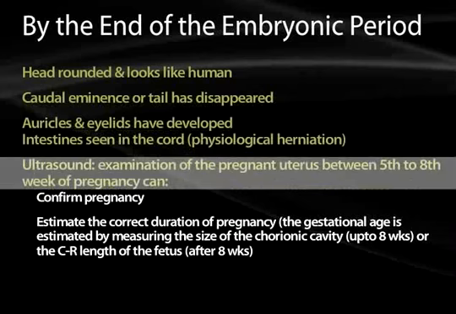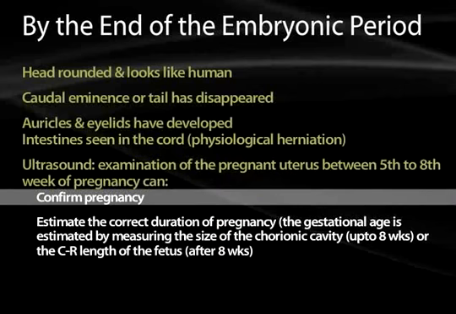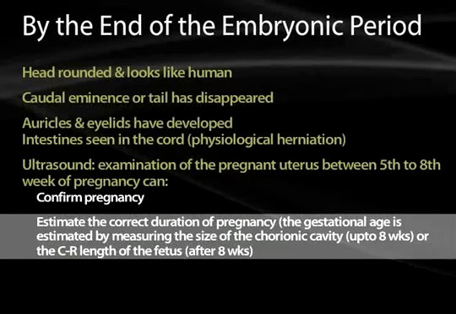With ultrasound exam, the pregnant uterus between the 5th and 8th week of pregnancy will help to confirm pregnancy and estimate the correct duration of the pregnancy. It's the gestational age, which can be estimated by measuring the size of the chorionic cavity, and that will be good up to about 8 weeks. After that period, they'll start to use the crown rump length of the fetus.